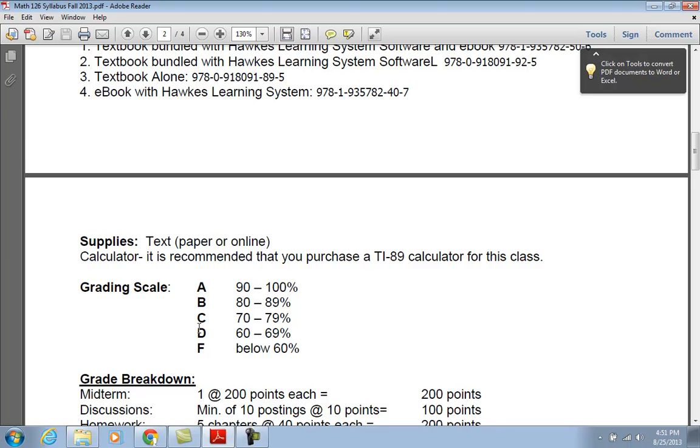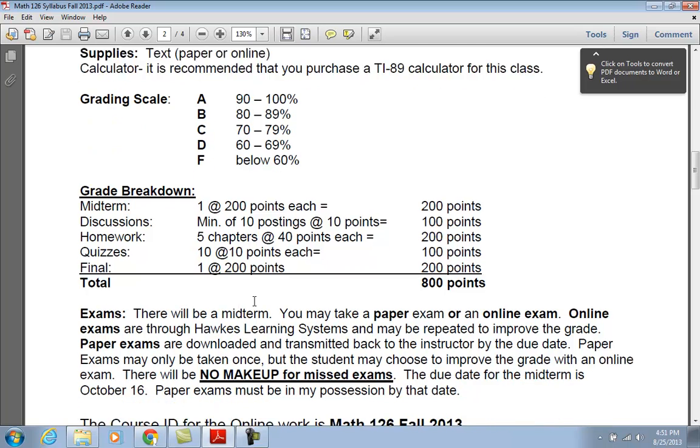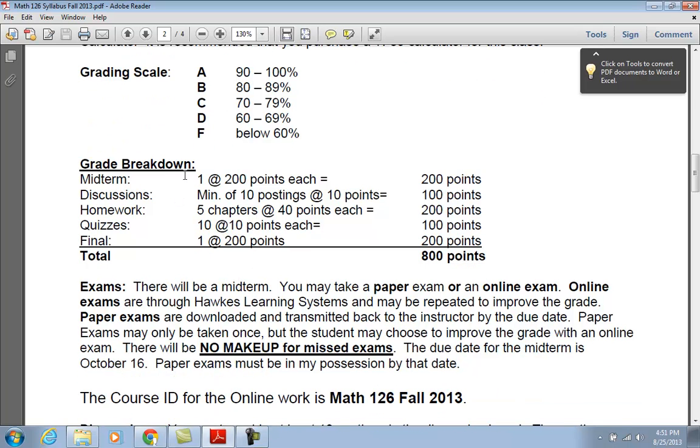Grading scale A, B, C, D, F. Pretty standard there. The grade breakdown. We have a midterm 1 at 200 points. Discussions, you're supposed to do 10 postings at least for a maximum of 100 points. Homework, 5 chapters at 40 points each for 200 points. Quiz, 10 at 10 points each.